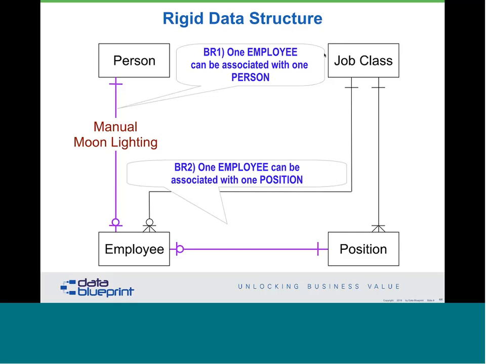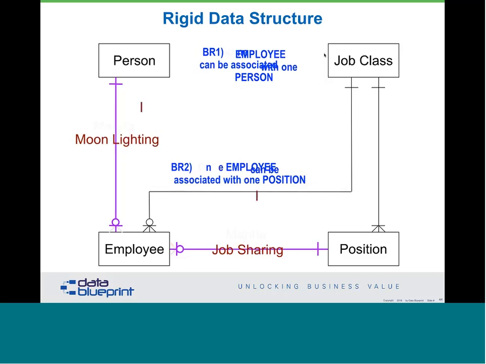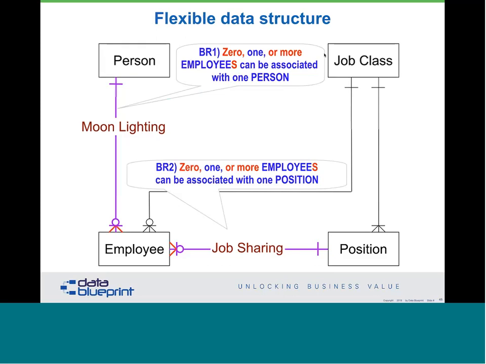Let me show you one other example on the same page. One employee can be associated with a position. Notice it's the exact same structure between person and employee that it is between employee and position. This is the concept of job sharing, but if somebody wants to work two days a week and somebody else three, this system cannot support it as it is structured. So let's change the structure just a bit.